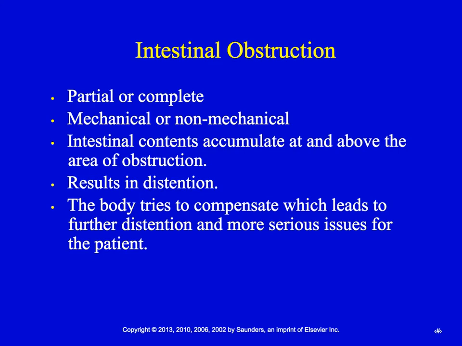Intestinal obstruction is where there's something that actually obstructs. When we talked about the anatomy of the GI system, everything needs to move forward, and it's meant for everything to move forward. So if something blocks the movement of the materials forward, it can cause a backup. Basically, the contents accumulate at and above the area of the obstruction, and you can just imagine how that could complicate things.